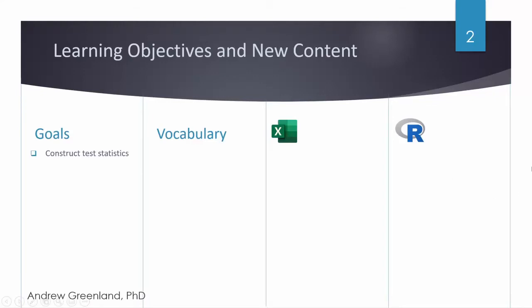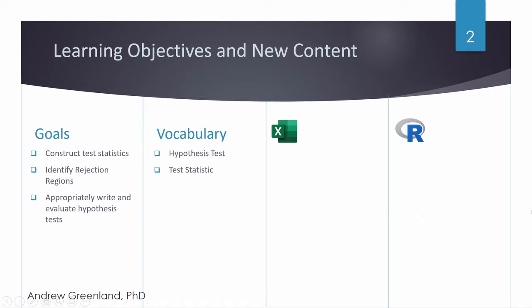Today's goals are to learn how to construct test statistics, identify rejection regions, and appropriately write and evaluate hypothesis tests. To do this, we're going to have some vocab: hypothesis test, test statistic, rejection region, critical value, mutually exclusive, and exhaustive.